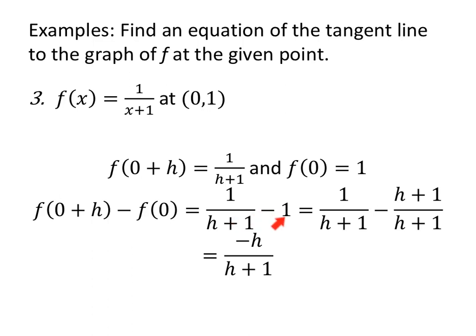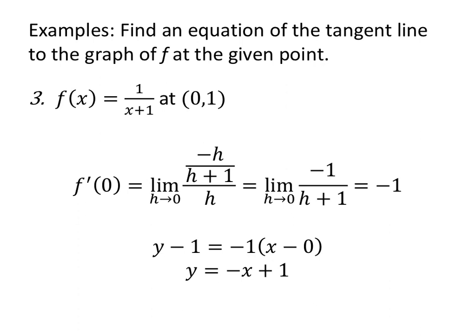But if I ever want to add or subtract with a rational expression, I'm going to have a common denominator. Nice that 1 can be written as h plus 1 over h plus 1. Here I'll have 1 minus 1, they cancel out. I'll have a negative h in my numerator, common denominator, h plus 1 stays.